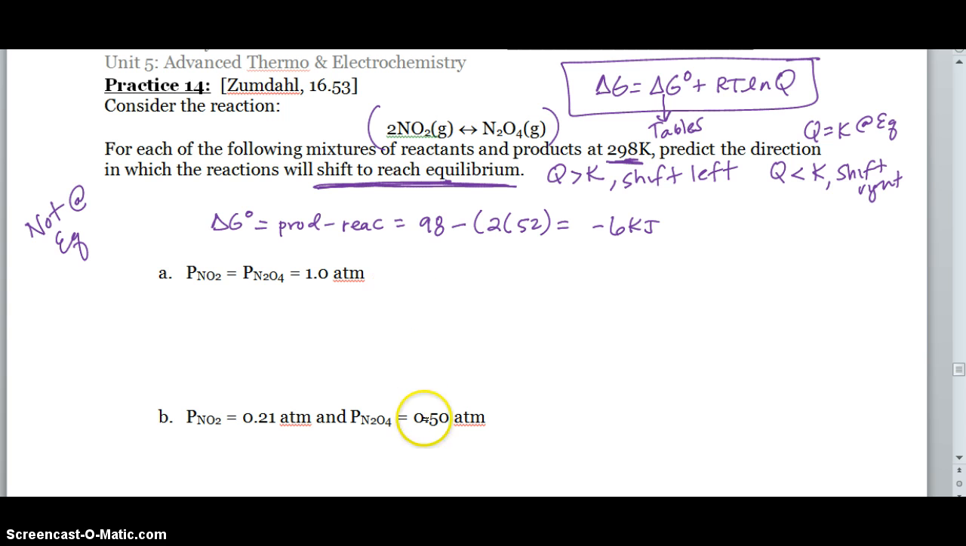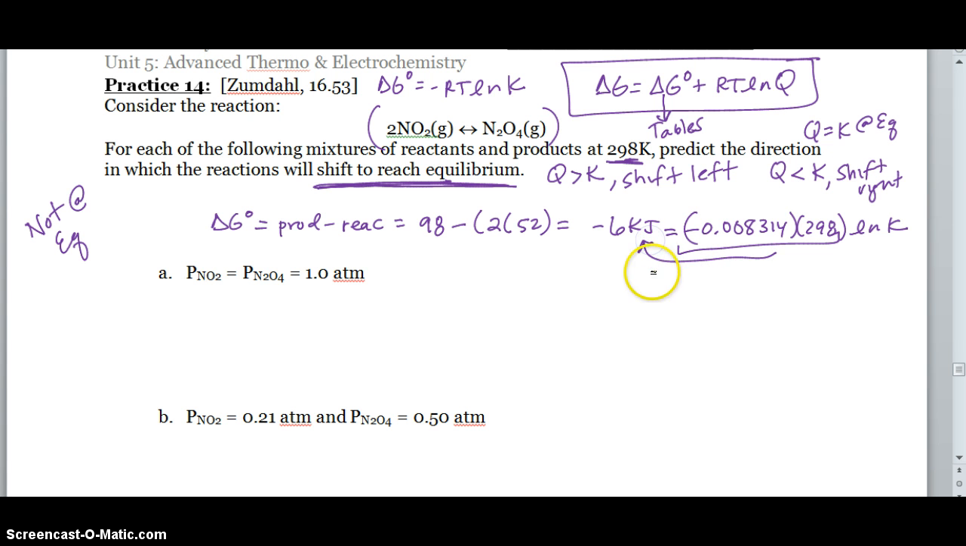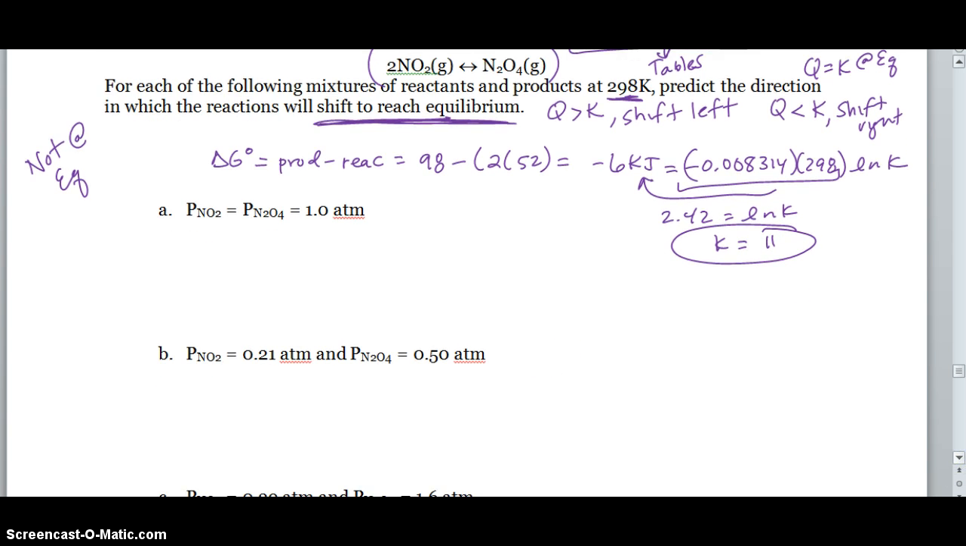Like I said, these are going to let us find a Q, but the only way we'll know which way we need to shift is if we know a K. Remember that at equilibrium, delta G naught equals negative RT ln K. So we can set this equal to negative 0.008314 times 298 times ln K. Take this to the other side, and we get 2.42 equals ln K. So K equals 11. For A, B, and C, we're going to calculate our Q and then compare it to K to see which way we're going to shift. All that had to be done before you can even do A, B, and C.